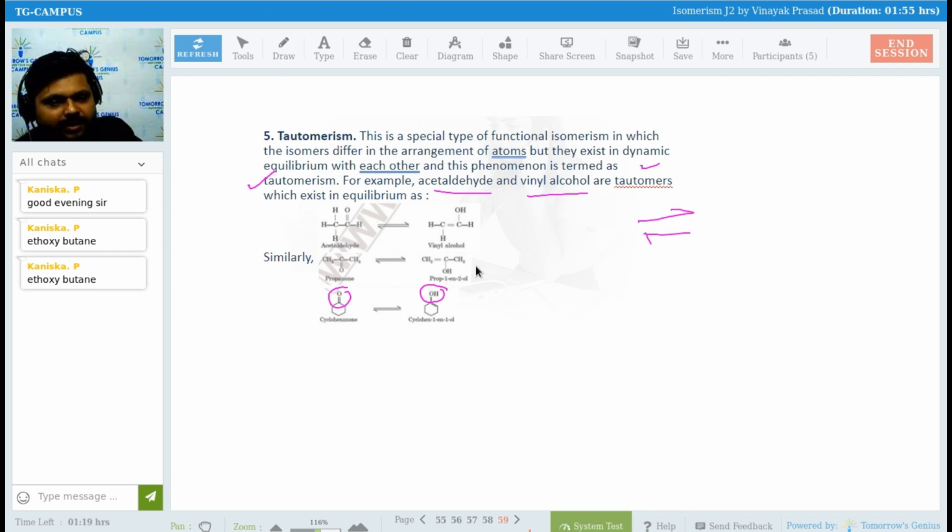Here there is no double bond between the carbons. But here there is a double bond between the carbons. Here there is no double bond in the cyclohexane ring, right? But here there is a double bond and an OH. So these are the basic differences that we have, right? I'm bringing some more examples for this.